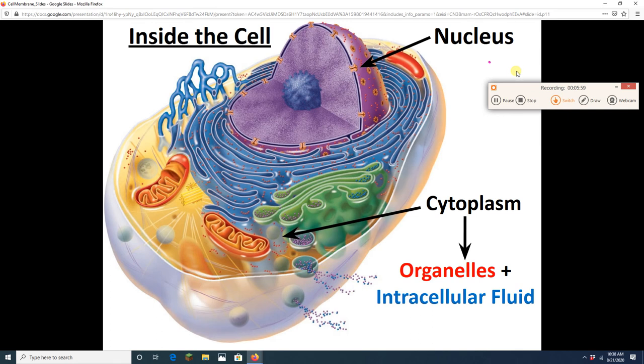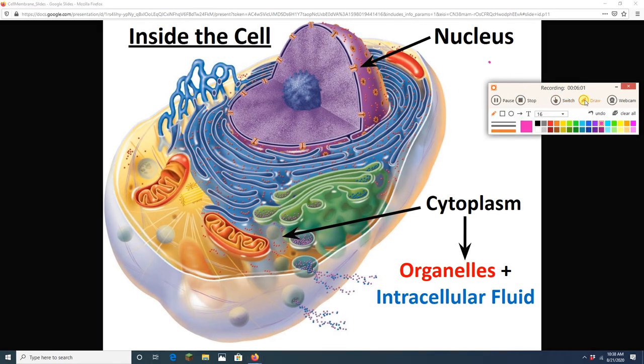There we go. Inside the cell, of course, we got our nucleus, appropriately colored, a beautiful dark purple here, because that's the color the nucleus appears in histological section. The nucleus, of course, contains the cell's DNA, which has the genes which code for the proteins, which are the workhorses of the cell.